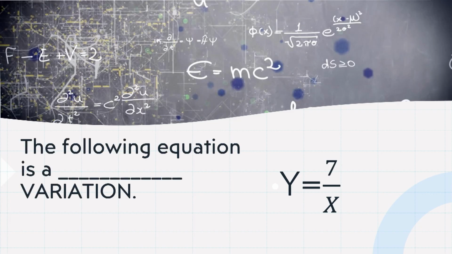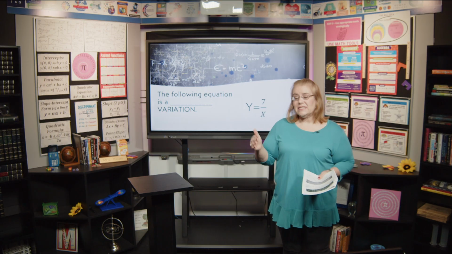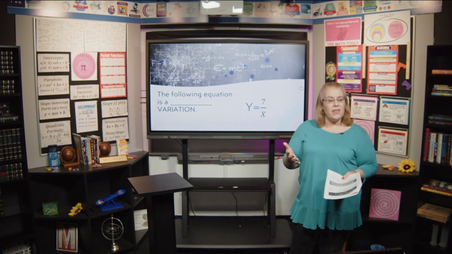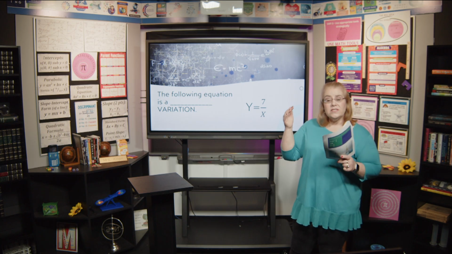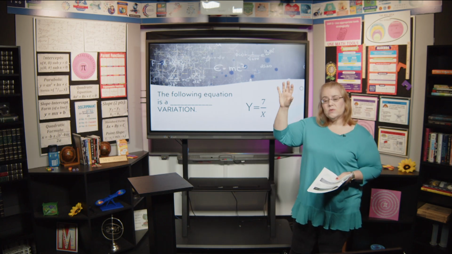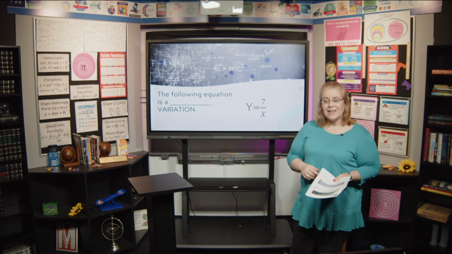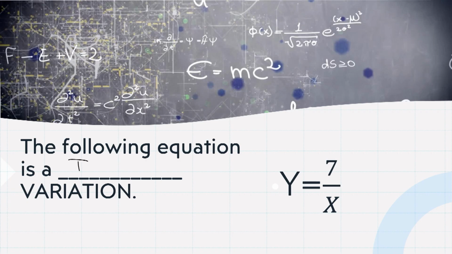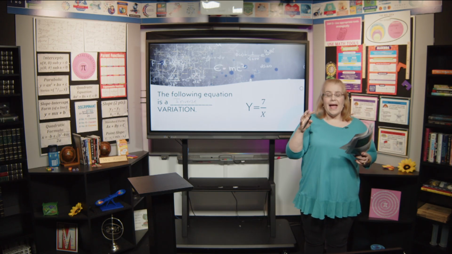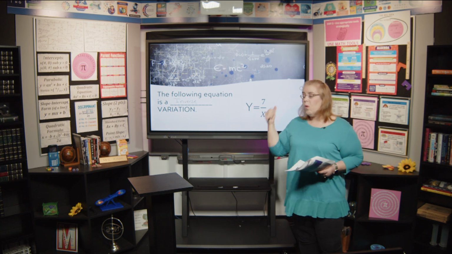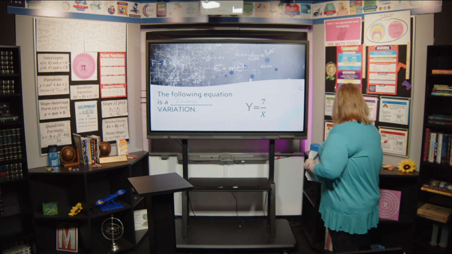All right, so it says the following equation is a blank variation. y equals 7 over x. Now, my constant of proportionality is in my numerator, so when we looked at those different forms, when my constant of proportionality was in the numerator and my x is in my denominator, what did we say that variation was? Exactly right. It's inverse. It's the inverse variation. Very good. You've got to make sure that you can analyze and notice what those general forms look like. Let's go to our next one.